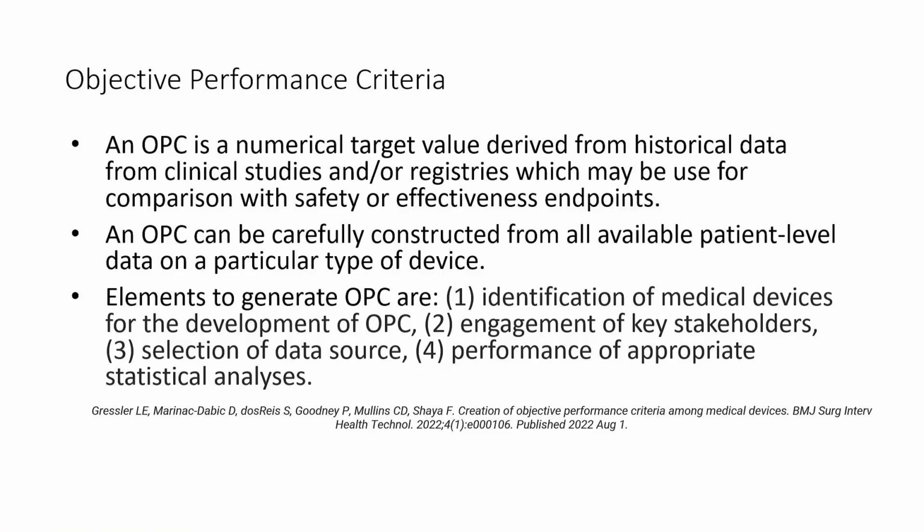Objective performance criteria, if we define it, is a numerical target value derived from historical data from clinical studies and/or registries, which may be used for comparisons with safety and effectiveness endpoints. So this is always a decision matrix. We need to always define our outcome measures by matrix, right? So objective performance criteria is very important for any sort of tissue constructs, biomaterials, medical device testing, and surprisingly, it's not there for the majority of these categories because there is a lack of literature.